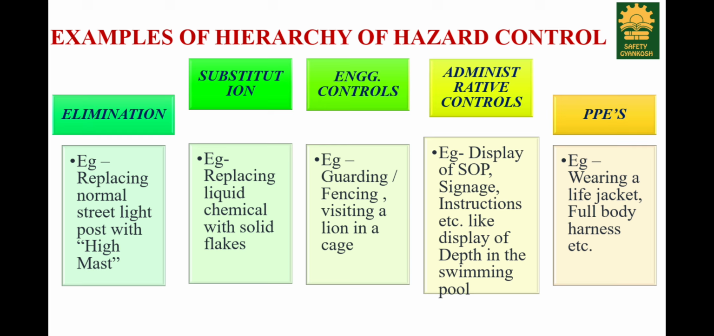Engineering control example can also be seen, just like we said with the high mast, changing of the street light. Instead of replacing it with a high mast, what you do is go with the cherry pickers or the man lift or the scissor lift. That is a device we use to reach the location and change it.